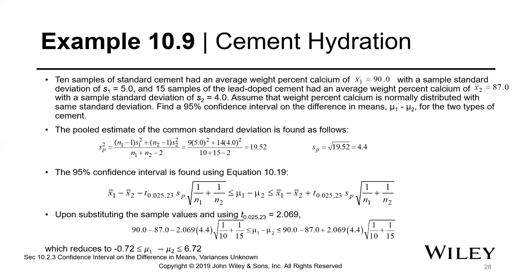So from that, find the difference in the means, which would be 3, minus t alpha divided by 2 of 0.025, because it's two-tailed, based on your degrees of freedom, which gives you 2.069, plus and minus, times that 4.4, times the square root of 1/10 plus 1/15. That one I'm not doing in my head. Sorry, guys. Doing that plus and minus gives you between negative 0.072 and 6.72.